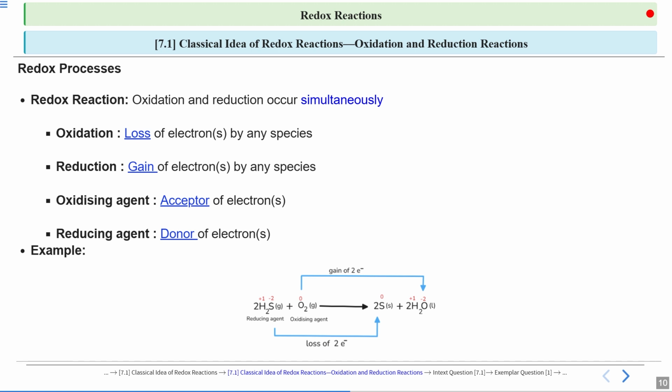The species that has been reduced would be considered as the oxidizing agent. The species that has been oxidized would be considered as the reducing agent, which can be clearly seen in the provided example.